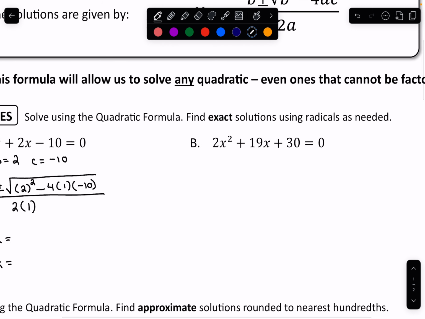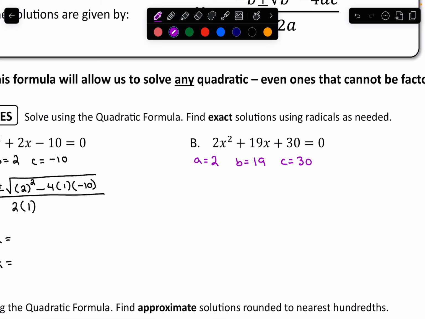Okay, example B. 2x squared plus 19x plus 30. Those numbers are huge. I don't even want to try to factor this one. I'm just going to use the quadratic formula. So A is in front of x squared. It's a 2. B is in front of x. It's a 19. C is in front of, well, nothing. It's all by itself. It's 30.